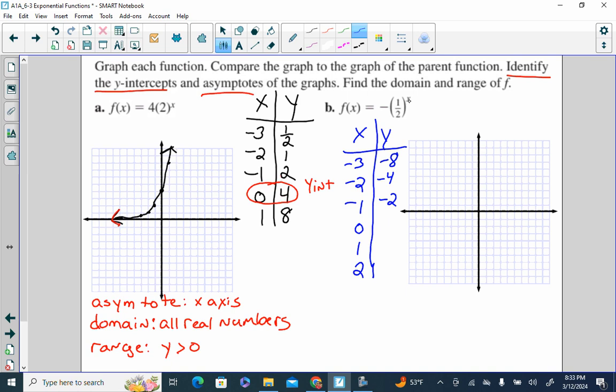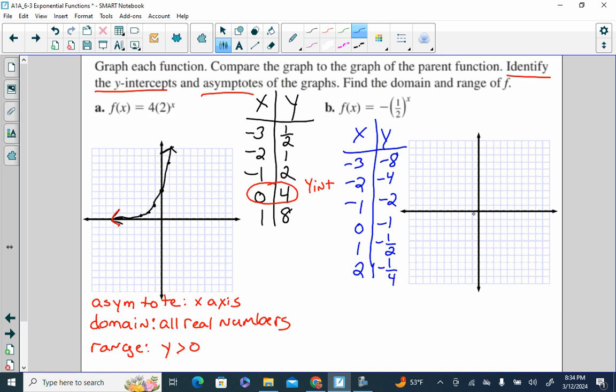Anything to the 0 power is 1, but we want the opposite of 1, which would be -1. 1/2 to the first power is going to be 1/2. The opposite of 1/2 is -1/2. And then if we use 2, 1/2 to the second power is going to be 1 over 4, because 1 over 2 times 1 over 2 is 1 over 4. And then the opposite of 1 over 4 would be -1 over 4.